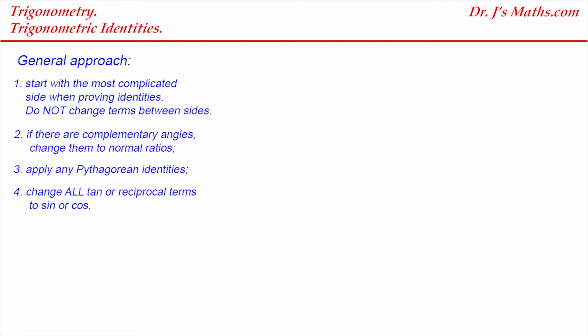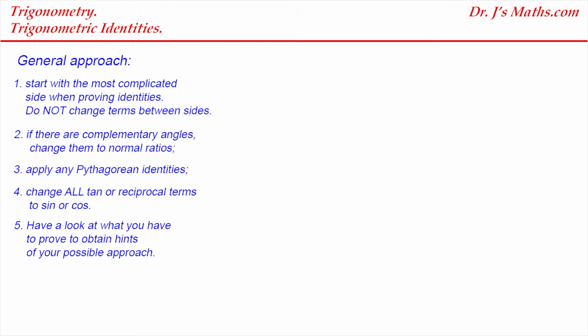Fourthly, very important, we're not going to use tans and cosecs and secs and so forth. We're going to change all tan and reciprocal terms to sines and cos. It makes it so much easier for you and quicker. And fifthly, like in a lot of maths we do, we have to cheat a bit. So have a look at where you have to go, what you have to prove, and you obtain hints about what your possible approach might be.